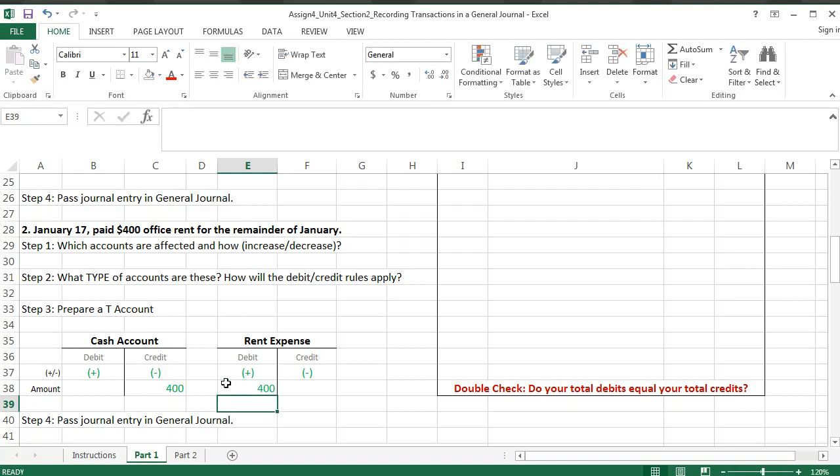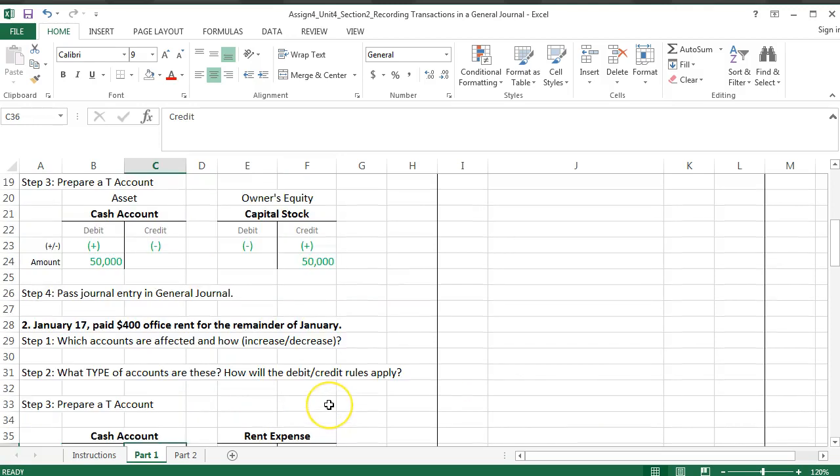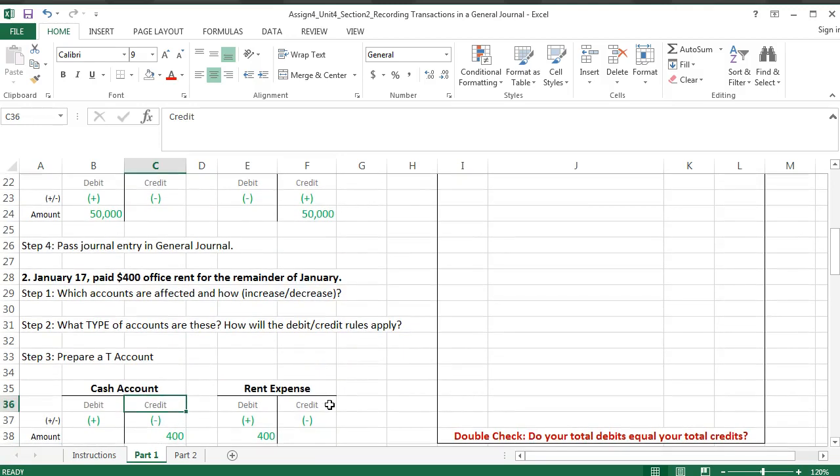And again, this is where a lot of students get confused. We're paying rent, so they want to decrease our rent expense account, but you need to think of it as we're putting money towards our rent. So we're increasing the amount of money we're putting towards the cost of rent. Okay, so here's my debit, here's my credit. So let's make that journal entry. And remember, we always want to list our debit first.